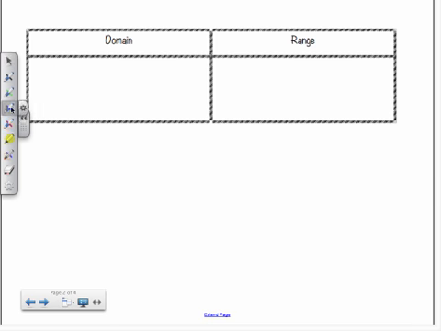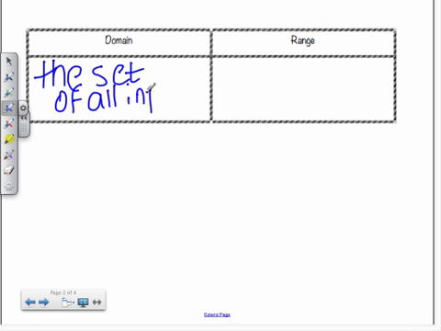So before we move on, you need to understand what the domain of a function is and what the range of a function is. Don't forget that a function is a relationship in which each input has only one output. So the domain is going to be the set of all inputs. Okay? And then the range is going to be the set of all outputs.